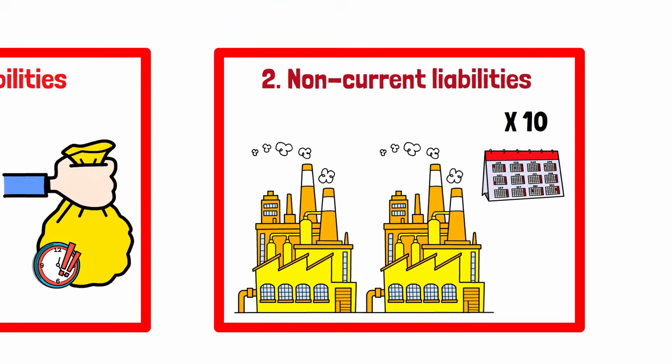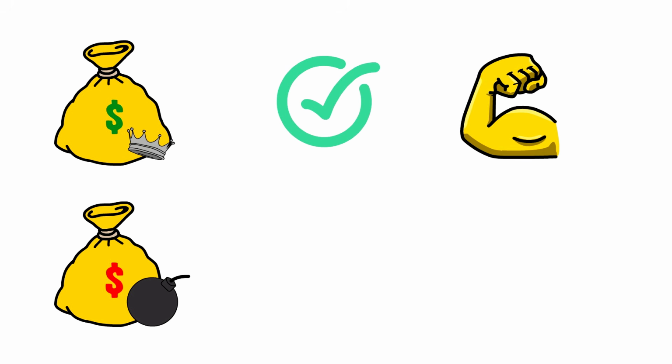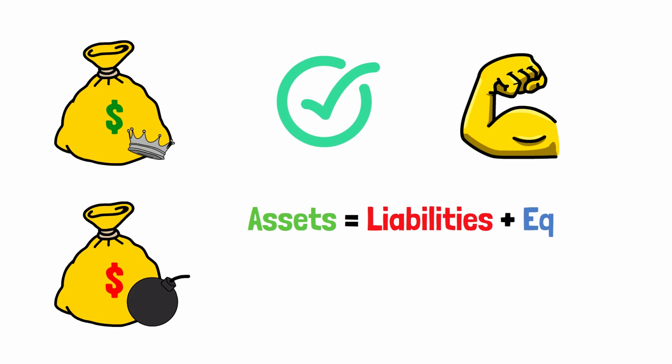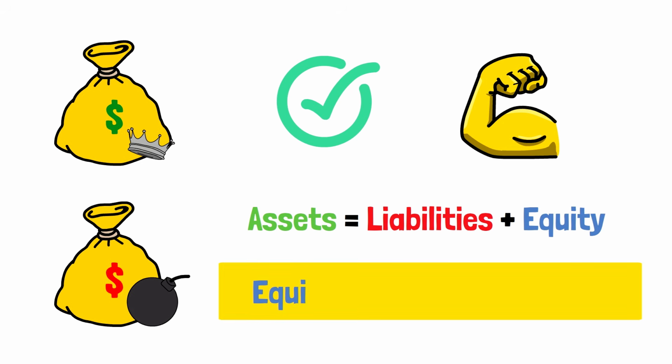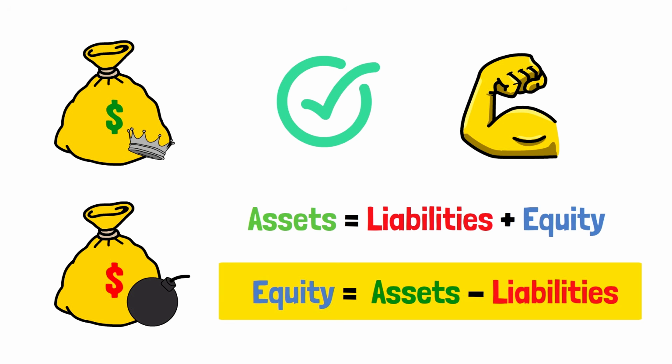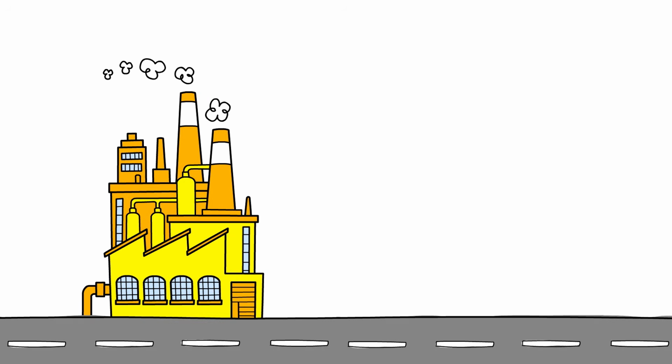That's a non-current liability. Assets and liabilities are connected through a simple but powerful equation. Assets equals your liabilities plus your equity. Equity is what's left over for the owner after subtracting liabilities from assets. Let's apply this to our factory.